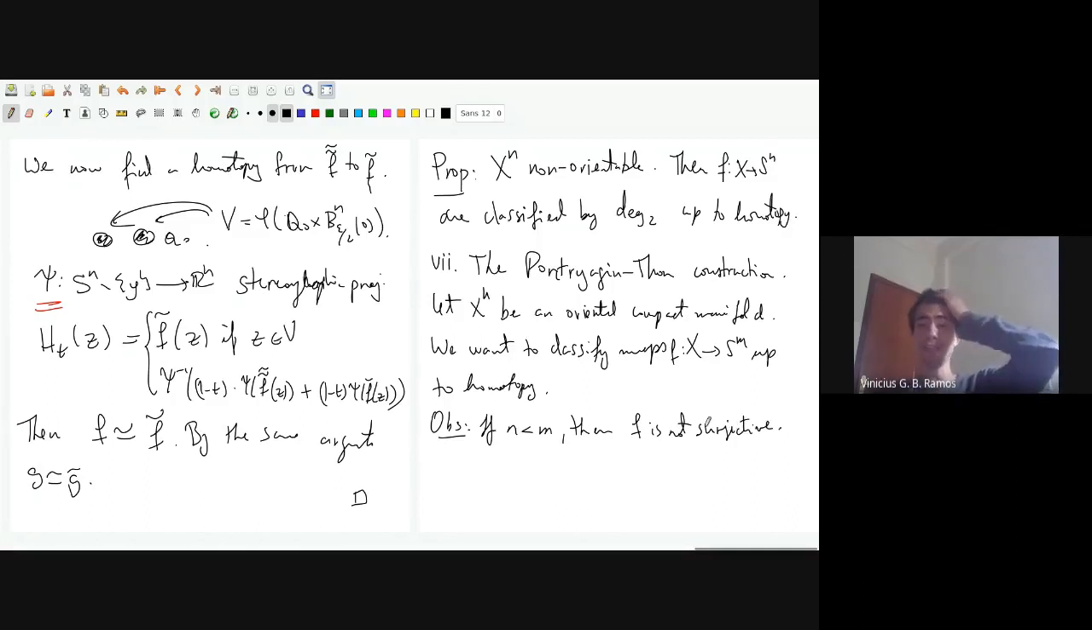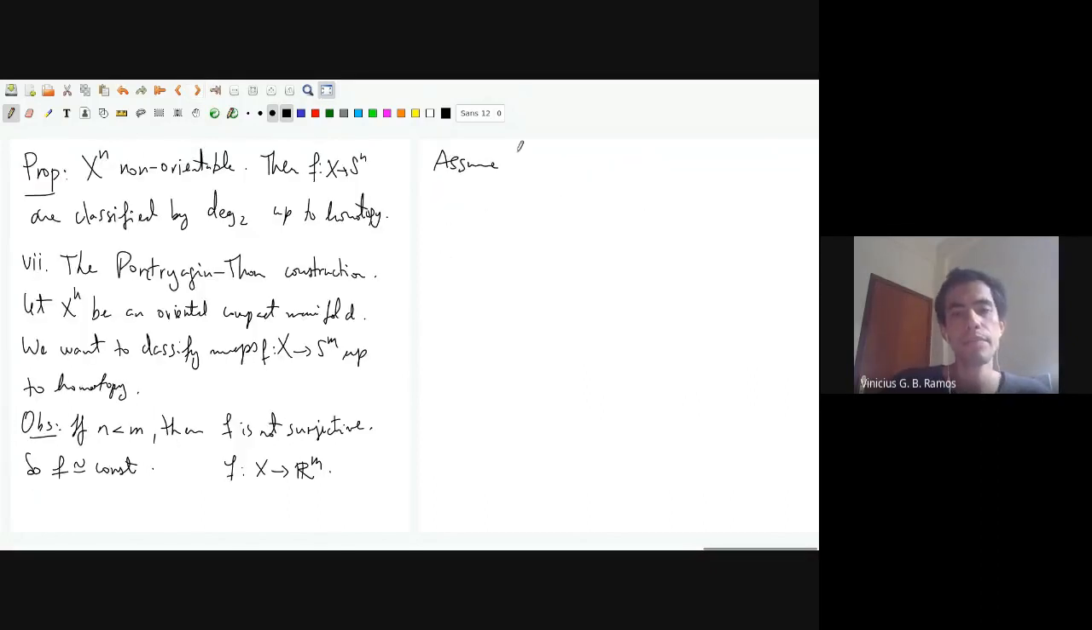Since it's not surjective, you can use the stereographic projection based on a point that the function doesn't reach, and then you can homotope F to a constant map. So F can be seen as a map from X to R^m, and then you can homotope it to a constant map. So it's not very interesting to look at the case when n is less than m. We just assume from now on that n is bigger than or equal to m.